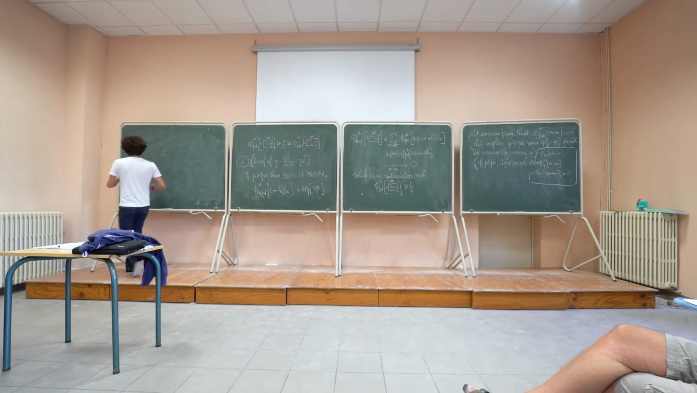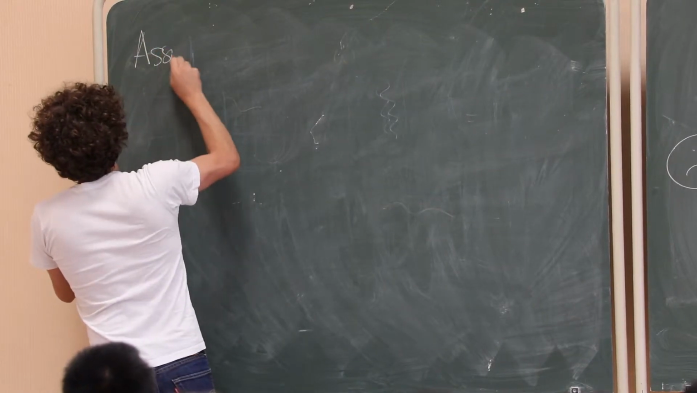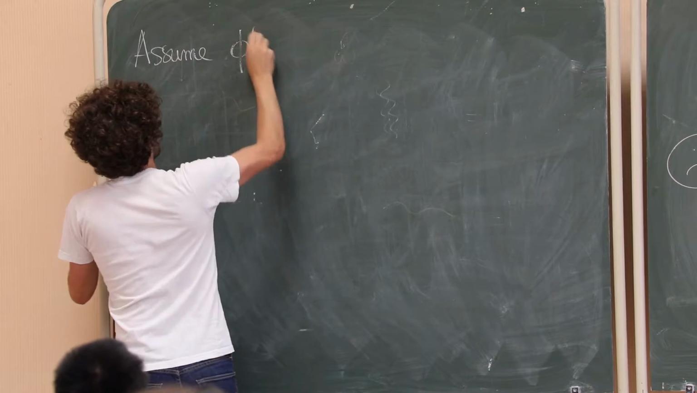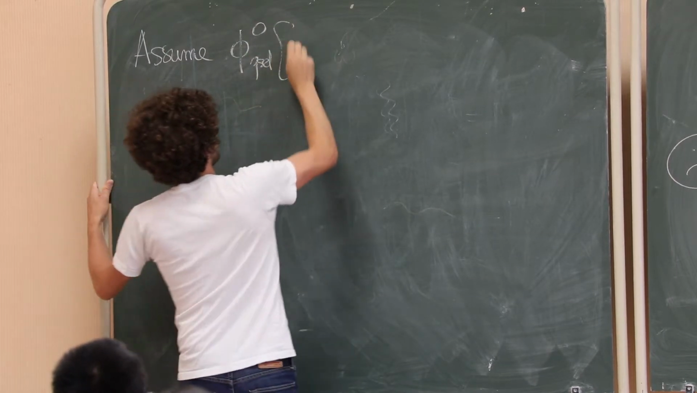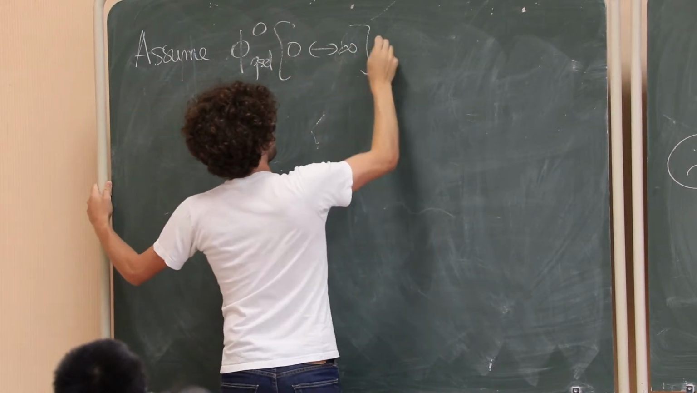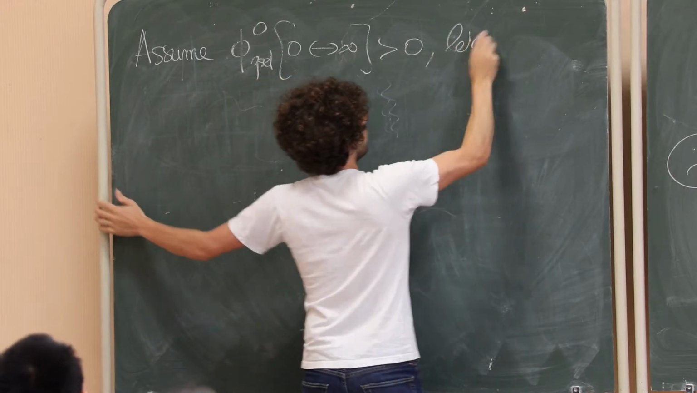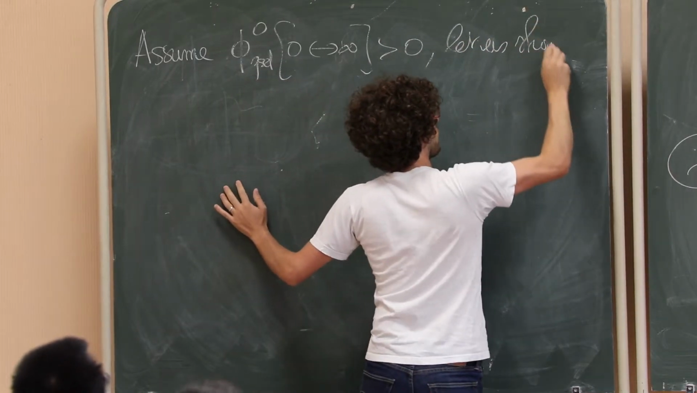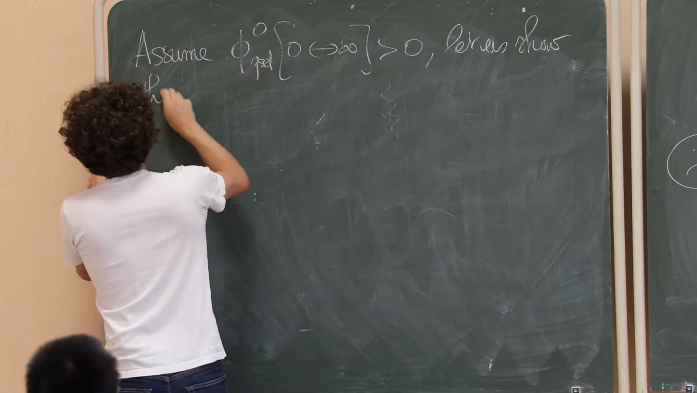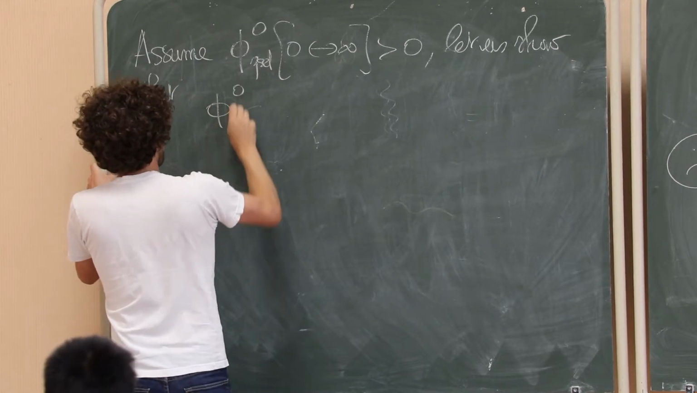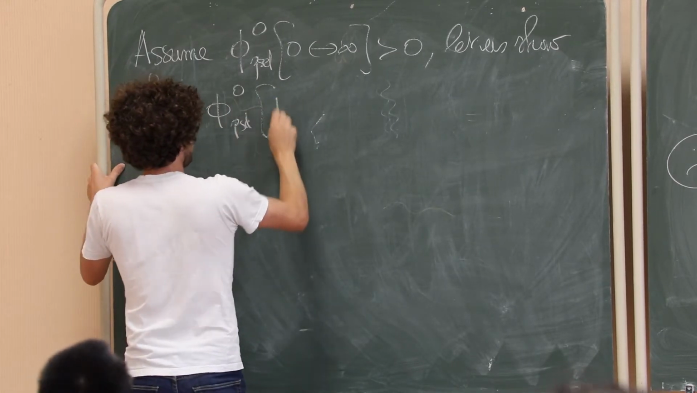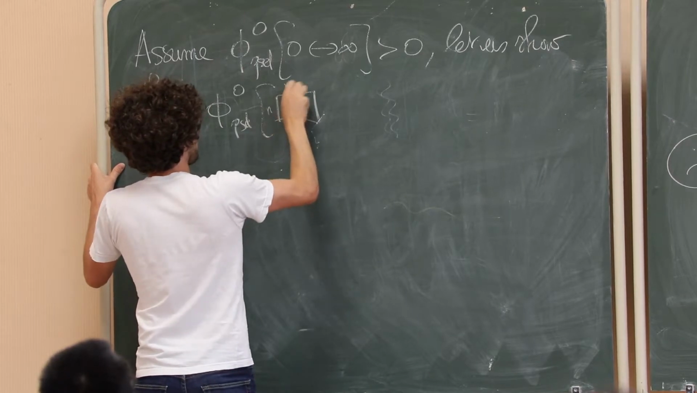So I'm going to assume that phi 0 p self-dual of 0 connected to infinity is strictly positive, and let us show that phi 0 p self-dual of crossing probability tends to 1.